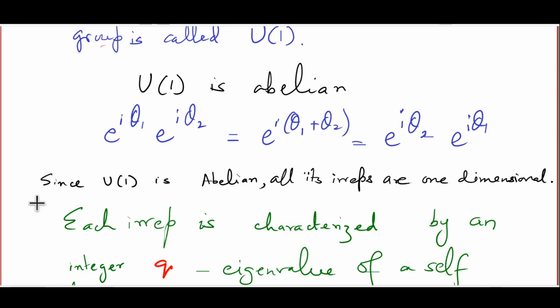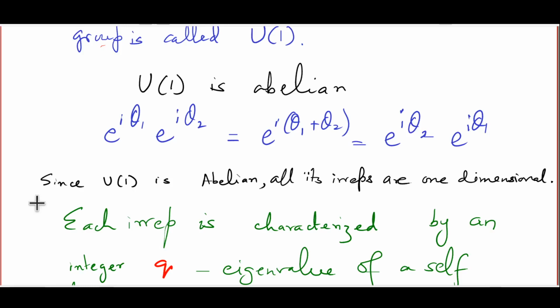Now we have already proved one result earlier about the irreducible representations of a group, which is that for an abelian group, all irreps are one-dimensional. So U(1), though simple, is a group. It has its own representations, but the only irreducible representations it has are one-dimensional.